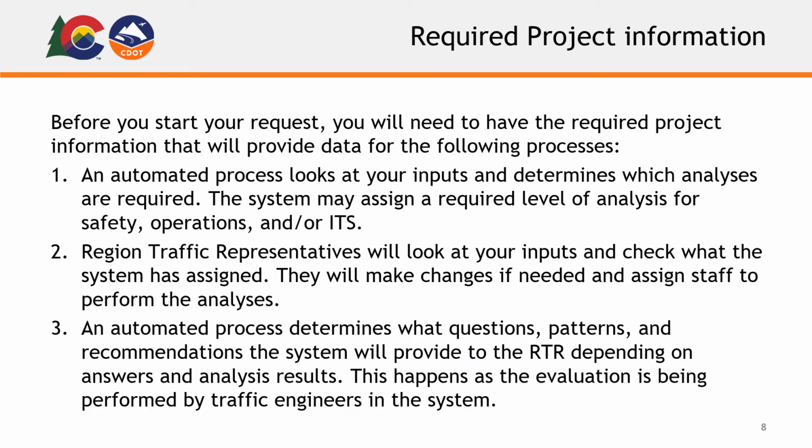Before you start your request, you will need to have the required project information that will provide data for the following processes. 1. An automated process looks at your inputs and determines which analyses are required. The system may assign a required level of analysis for safety, operations, and/or ITS. 2. Region traffic representatives will look at your inputs and check what the system has assigned. They will make changes if needed and assign staff to perform the analyses.